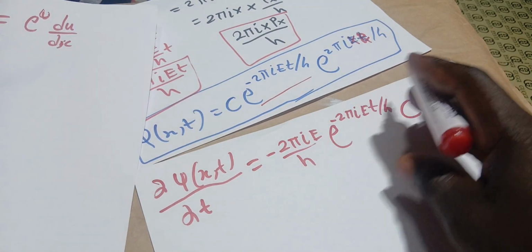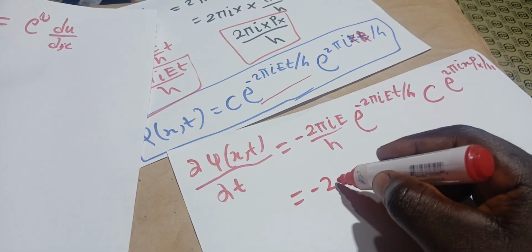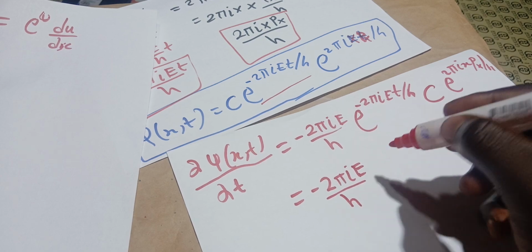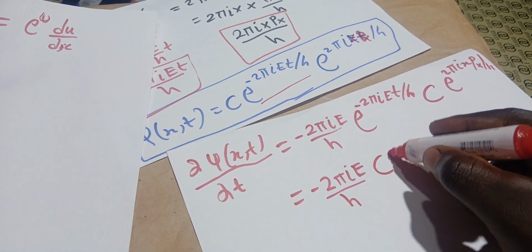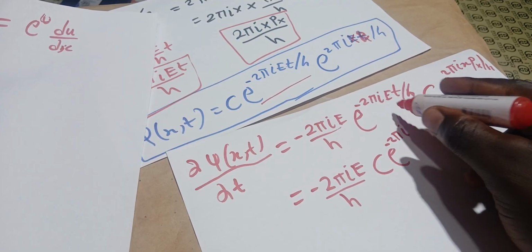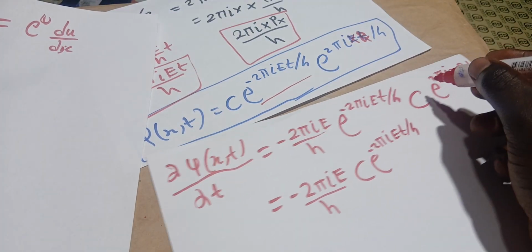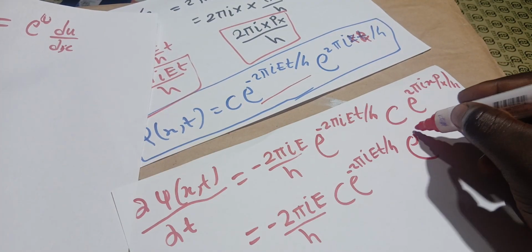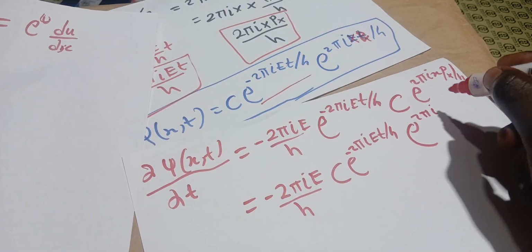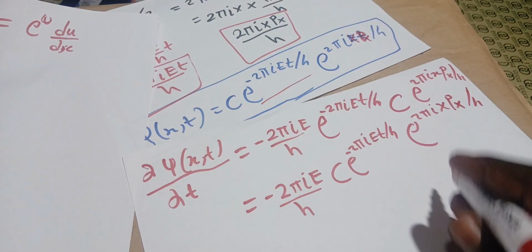So let's try rearranging this term here. We can rearrange this to be minus 2 pi i E all over h. Let's bring c first, followed by e to the power minus 2 pi i E t over h. Then we bring this e to the power 2 pi i x p_x all over h.